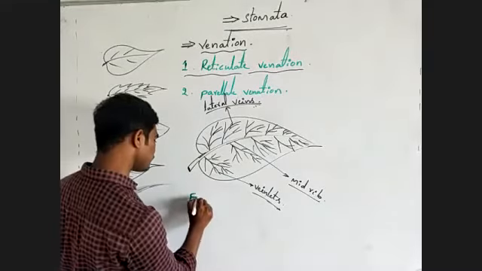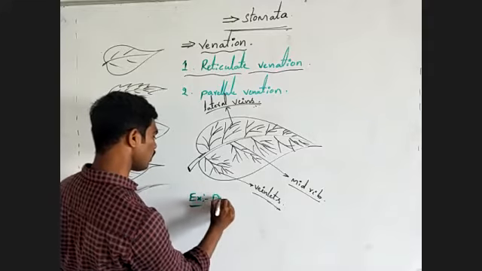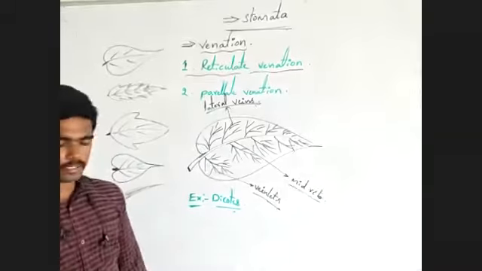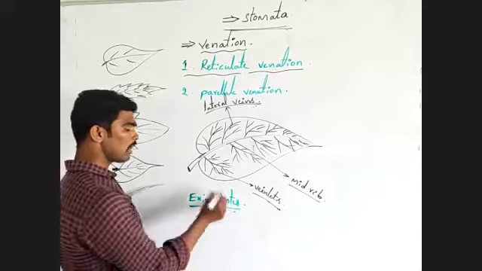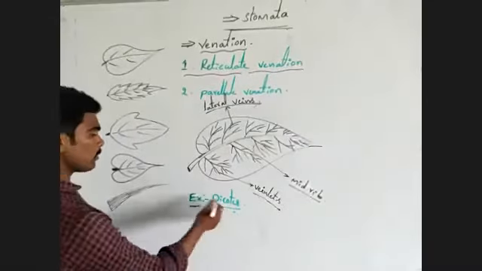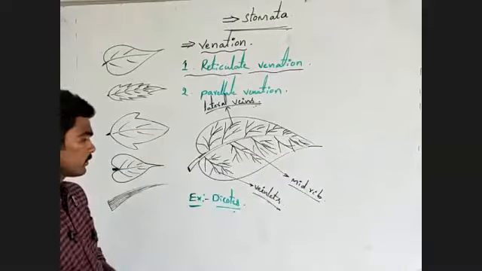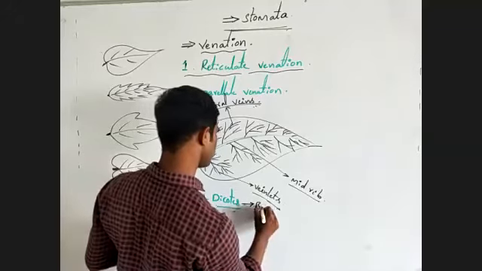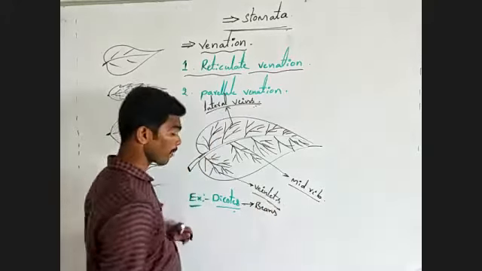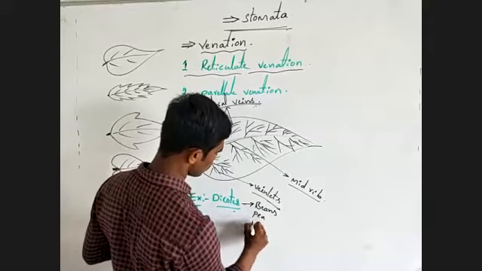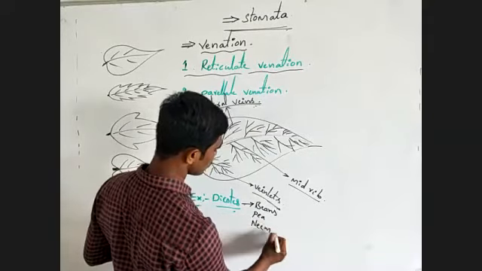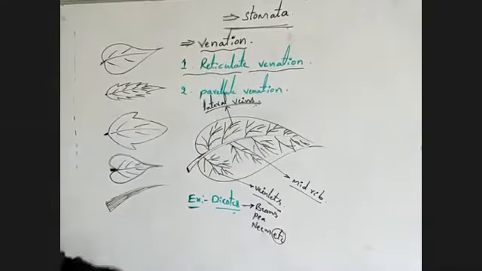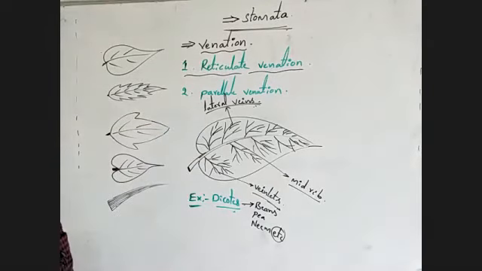What are the examples for reticulate venation? All dicots. In the last class, I told you about dicots. Give an example for dicots. That is beans, pea plant, neem, etc. This is about reticulate venation.